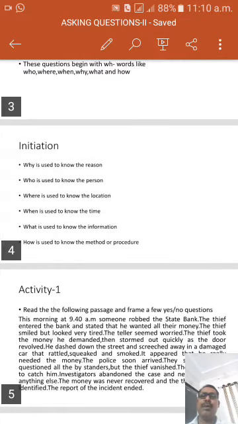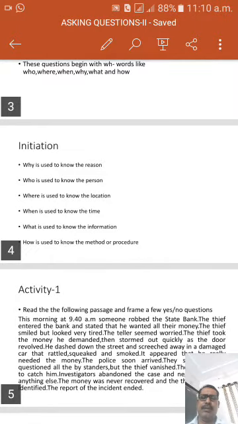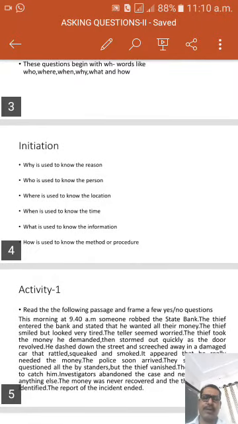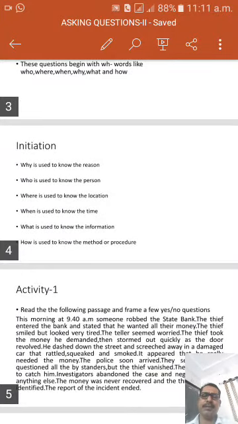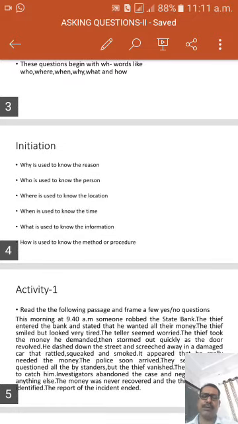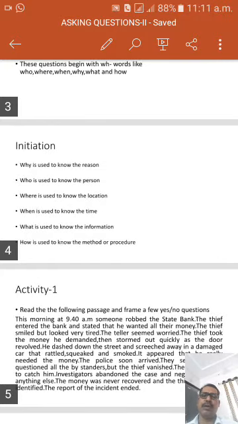What is used to know the information. What is the purpose of this project? What is the method of doing this experiment? So in this way, to know the information, we use what. Next, how is used to know the method or procedure. How did you do this experiment? How did you come to college? So to know the procedure, the method, we use how.